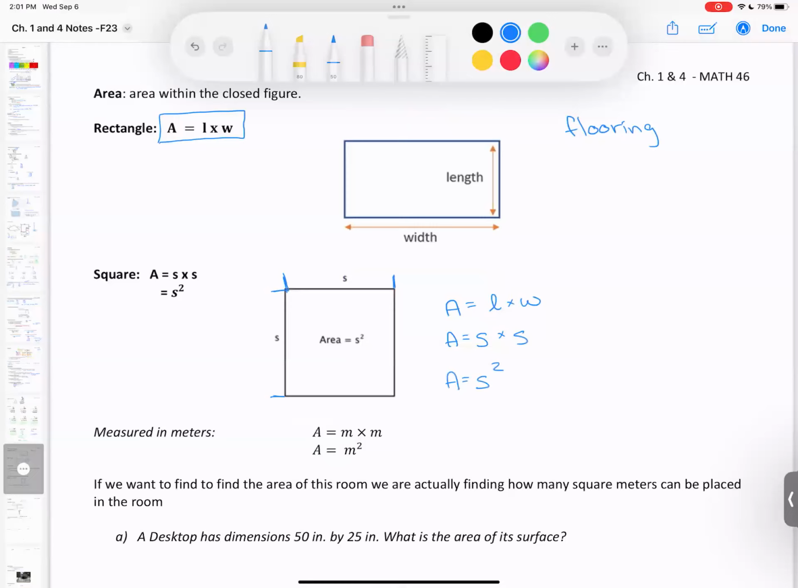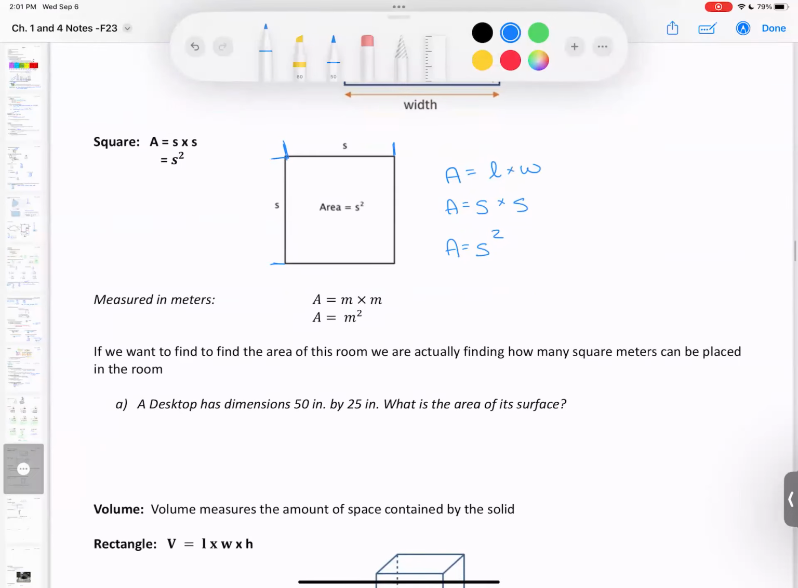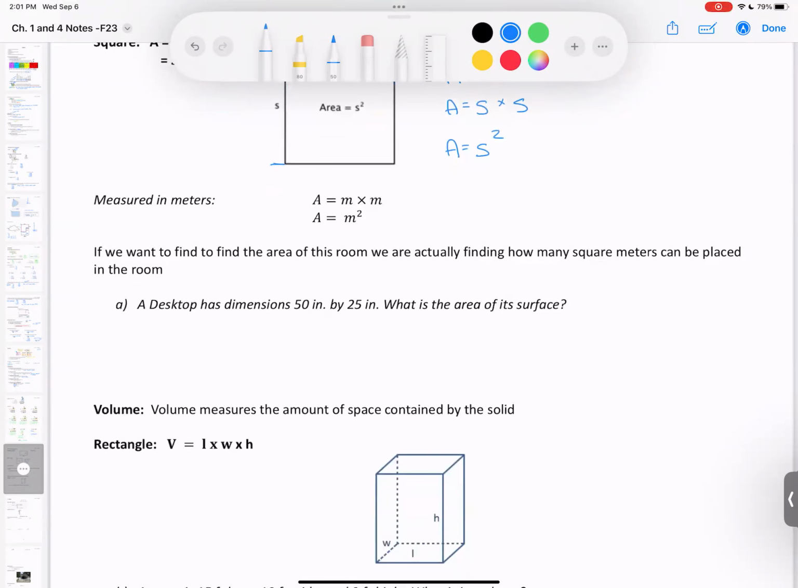So you can think of these as length times width, or if you have a square, you can do that shortcut and think of it as the length of the square squared. Okay, so let's say we have a desktop which has dimensions of 50 inches by 25 inches, and we want to know the area of its surface. So as soon as you see that word area in the word problem, you can think multiplication. We're going to assume this is rectangular. I guess there's only two dimensions, so it must, well, we'll say rectangular.